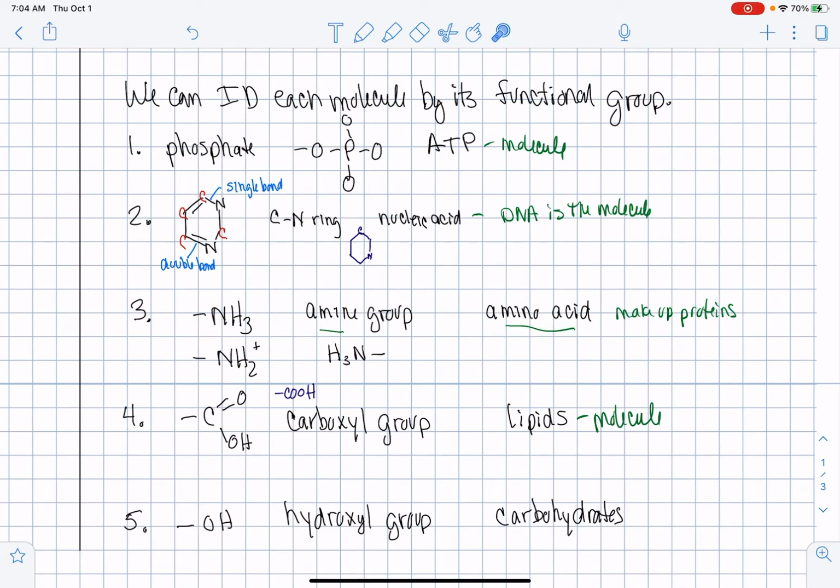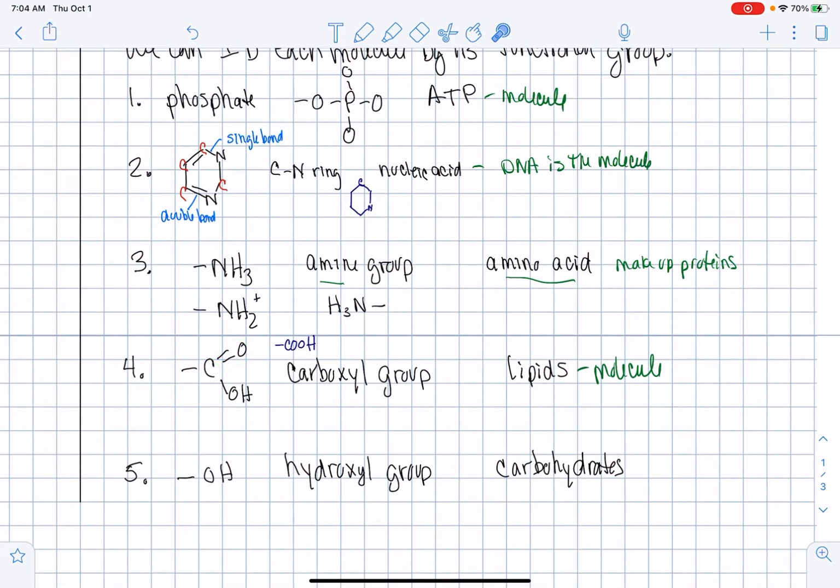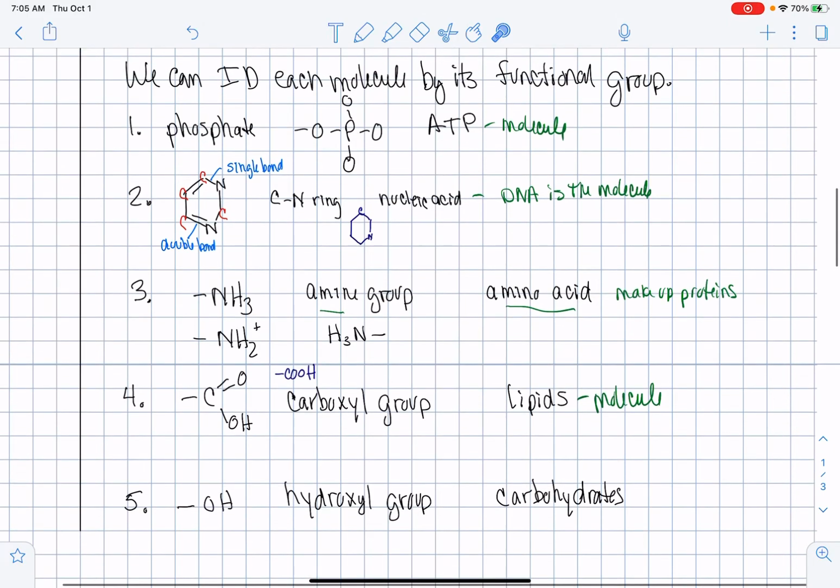Let's see, we have no phosphate, no nitrogen, and no carbon-nitrogen ring. The next thing we're going to look for is double bonded O's to a carbon, or a COOH written down. If you have this, you have a carboxyl group, and that molecule is a lipid. If you don't have any double bonded O's, but you just have a whole string of carbons with some OHs on it, then you have a hydroxyl group and a carbohydrate. So this is the order you'll look for them in.